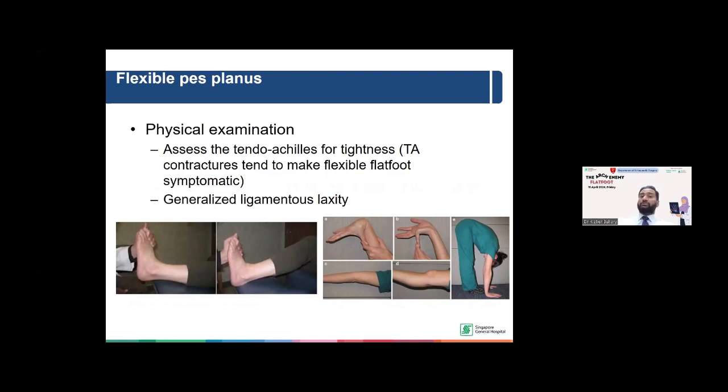Most of these patients also tend to have what we call generalized ligamentous laxity, and we do some special tests in order to measure this. It's called a Beighton score. The clinical photograph on the right bottom shows the different components of this test that we would use in order to assess how lax these patients are, and we would document this down.